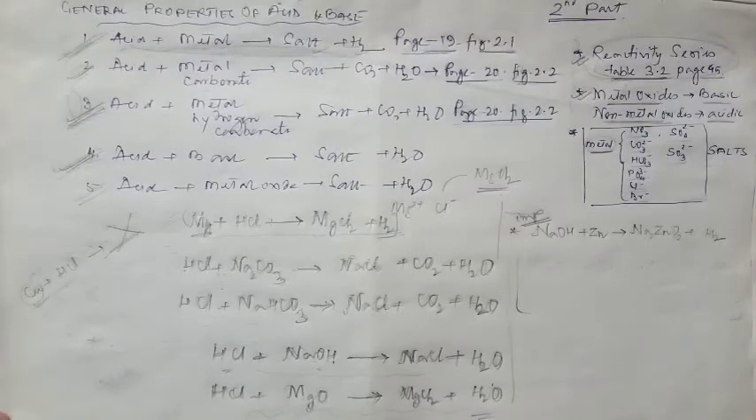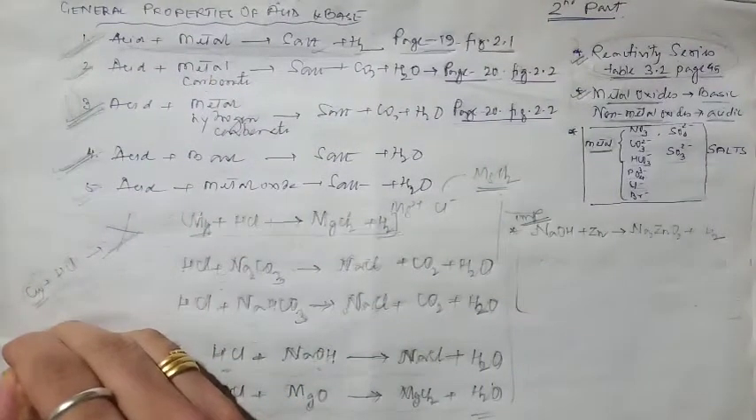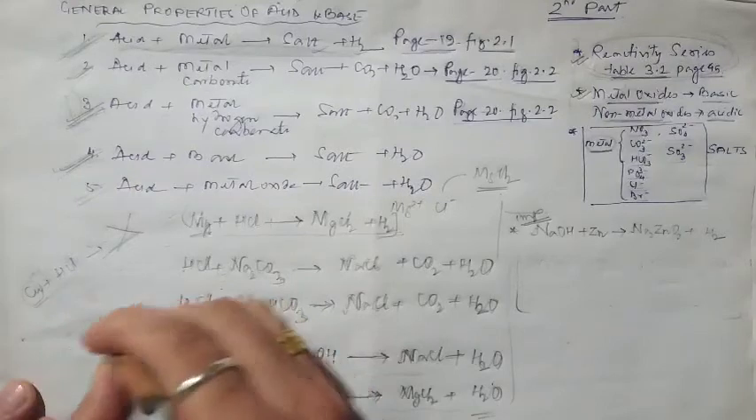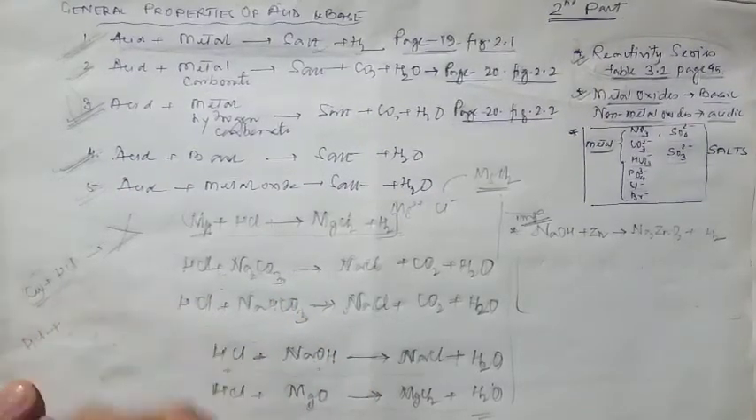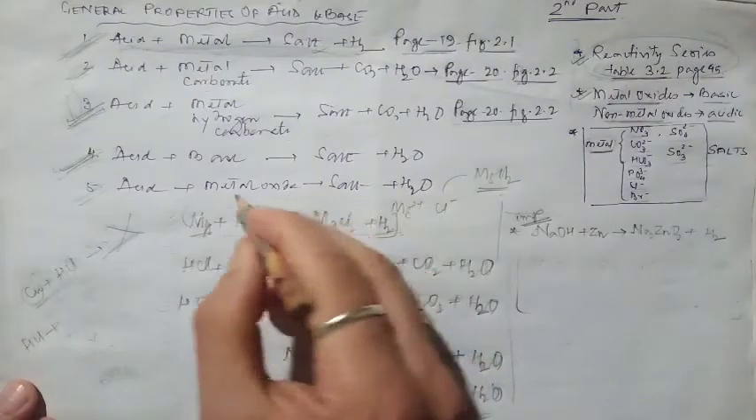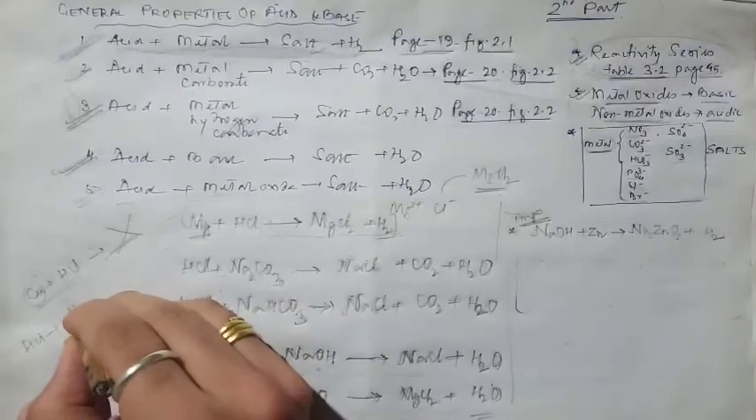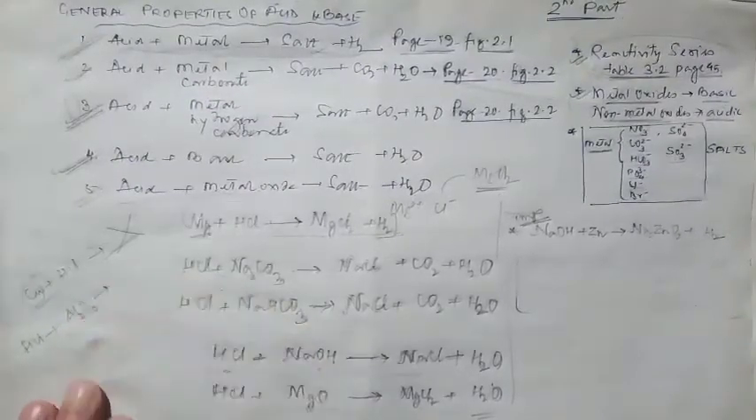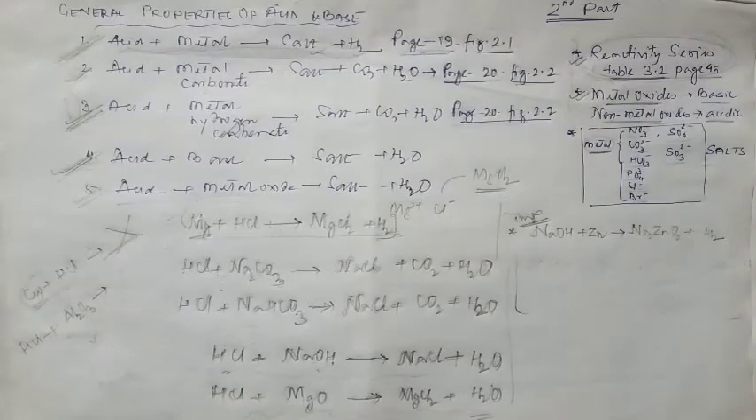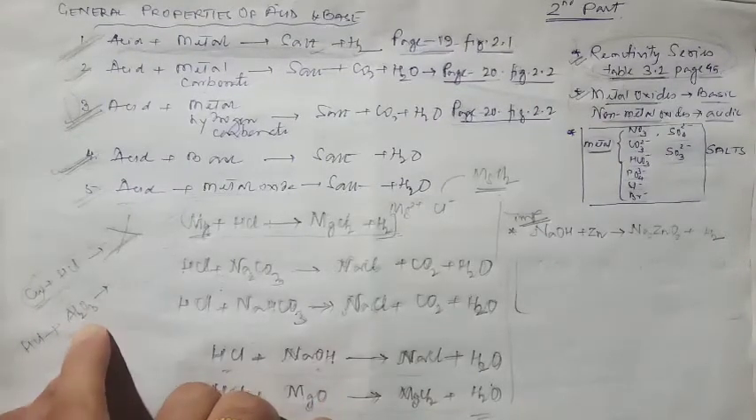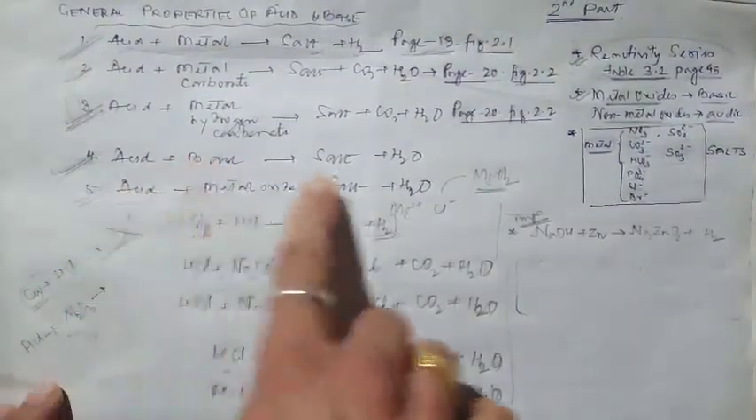Similarly, let's take one more example. Suppose I have HCl, and let's take this reaction, acid plus metal oxide. Let me take aluminium oxide, Al2O3. Now you know aluminium oxide, as I mentioned, metallic oxides are basic in nature. So this is base, this is acid. Now you know base and acids combine to give us salt plus water.